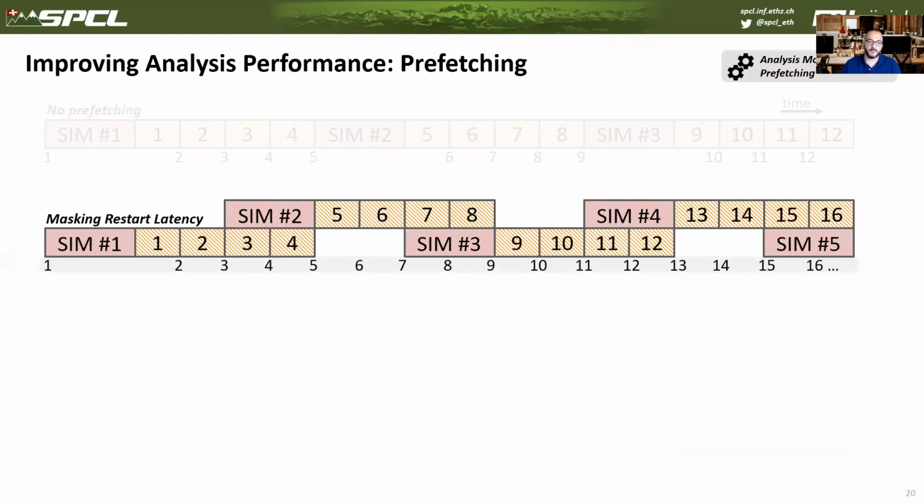So here we have seen that now we mask the restart latency, but then we will get the data with some throughput, that is the throughput with which the simulator produces the data. What if my analysis is faster than that? I have to make a note here and say that we have seen cases where the analysis is actually not faster than the simulator, so maybe this is not even needed.